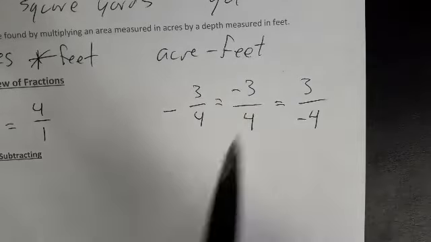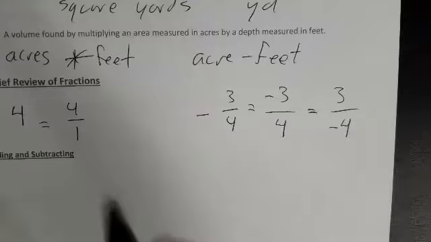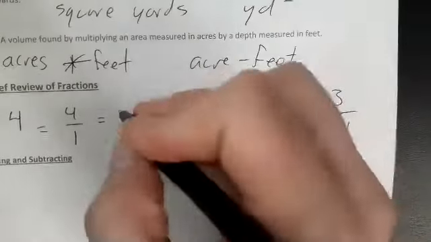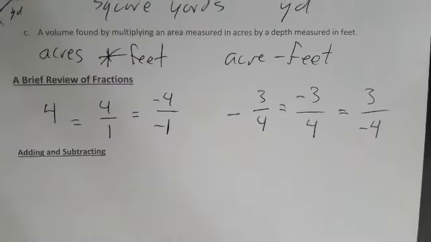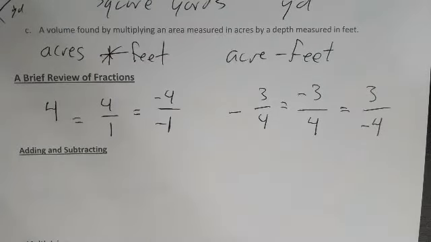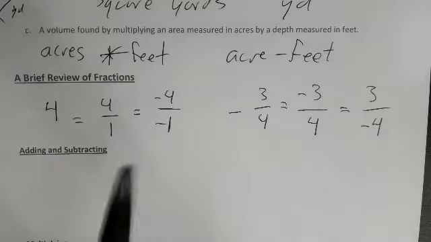Then you might ask, what happens if I put a negative on top and on bottom? Well, if I do that, it's going to be positive. So it's kind of silly. I could write that as -4 over -1 if I really wanted to. You're probably never going to see me write that.